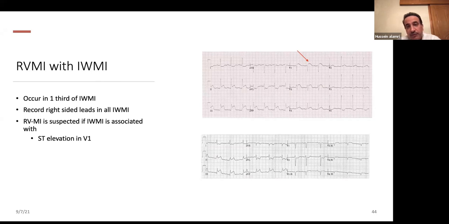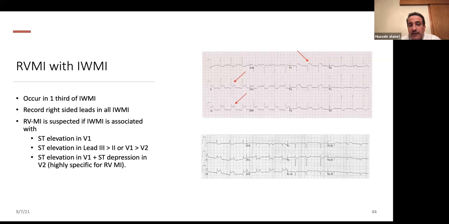So we will just memorize again, like in posterior MI, the features of RVMI in inferior wall MI. ST elevation in V1, ST elevation in lead 2, 3 more than in V1, or V1, V2, sorry. ST elevation in V1, if you look at the second ECG, there's some ST elevation in V1 plus ST depression in lead 2, which is highly specific for this.